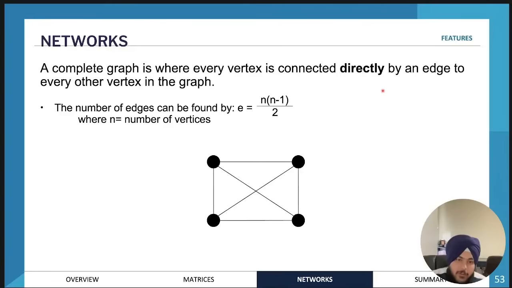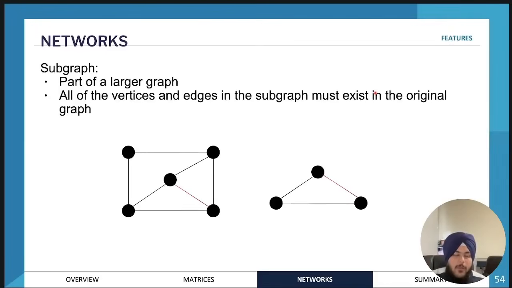Next, we have a complete graph. A complete graph is a type of connected graph in which each vertex is connected directly by an edge to every other vertex in the graph. So all vertices must be connected to all other vertices in the network. So this vertex here must be connected by an edge to this vertex, and this vertex. And to calculate the number of edges that are required, you will use this formula. Edges is equal to n(n minus 1) over 2, where n represents the number of vertices. So pretty straightforward.